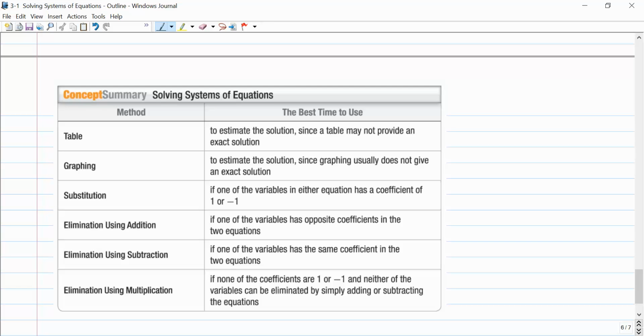So in this section we looked at solving systems of equations by graphing, by using substitution, and by using elimination. Recall that the solution to the system is the ordered pair that works in both of the equations and makes both of them true.